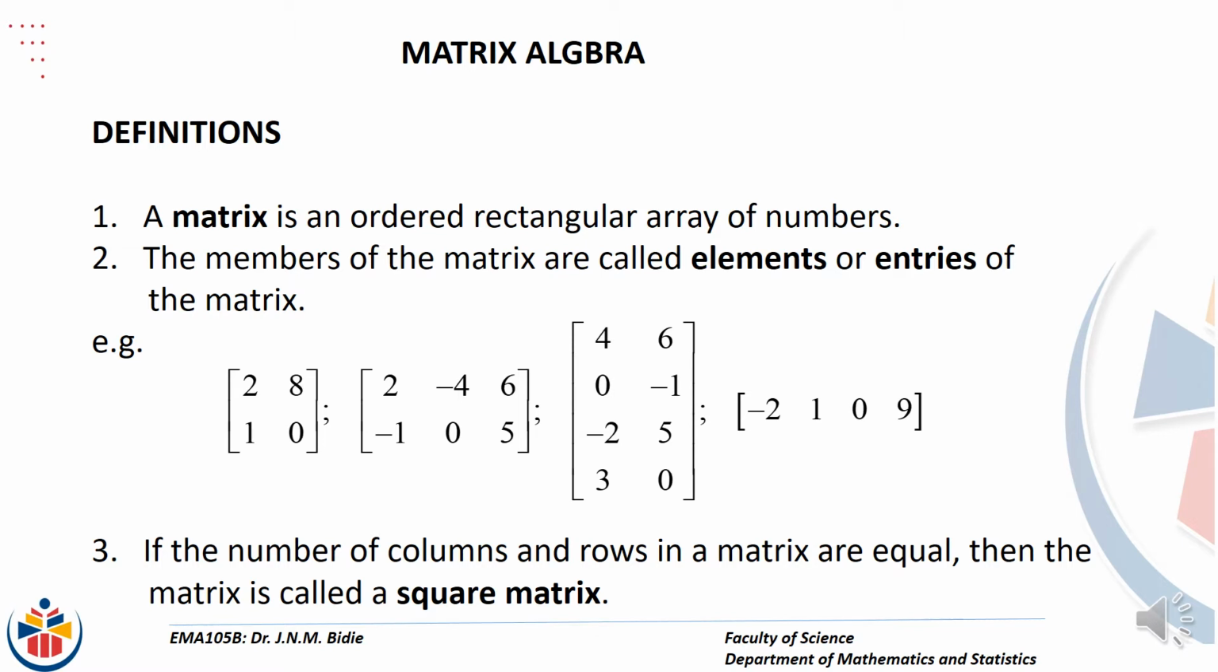Note that all we do is just to leave a space between the elements or entries of a matrix to separate the different columns. And therefore, we are able then to say if a matrix has got an equal number of rows and columns, then the matrix is called a square matrix.